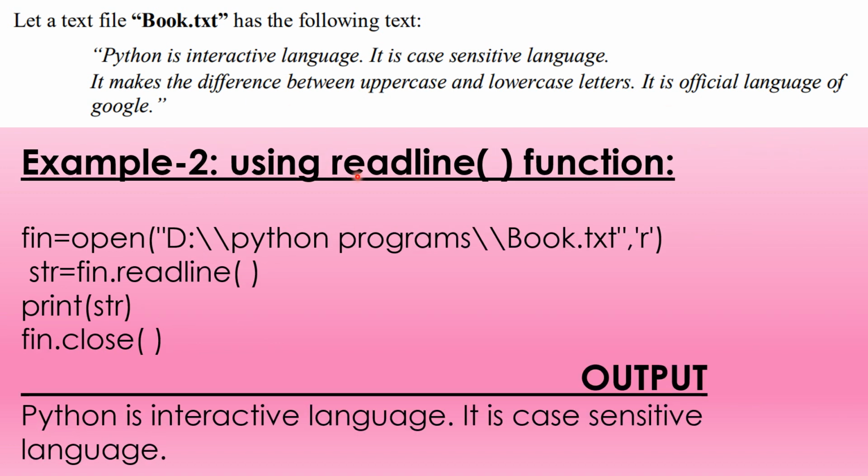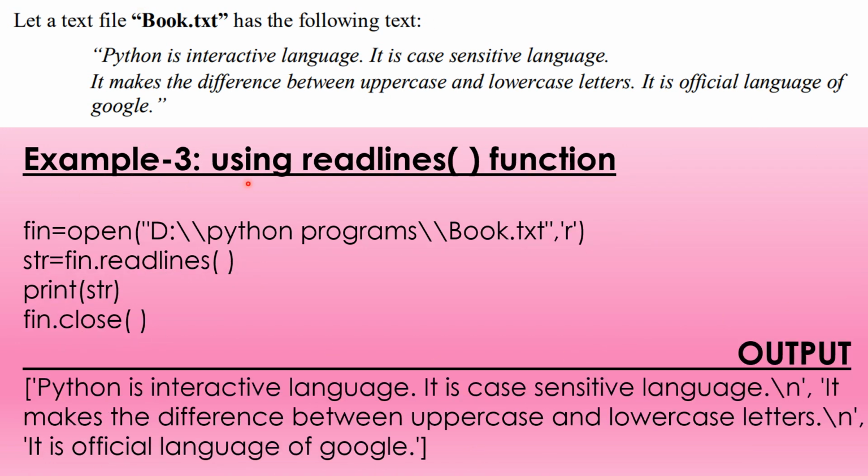In this program we will use the readline function. Here we are opening the file. Here we have used the readline function. Since n is not specified, in the readline function it will read the first line, and if n is specified, it will read up to that. Here we are printing str. Since n is not specified, it will print the first line: Python is interactive language, it is case sensitive language. So str will store this value and this will be printed, and here we are closing the file. As you can see in the output, the first line is printed.